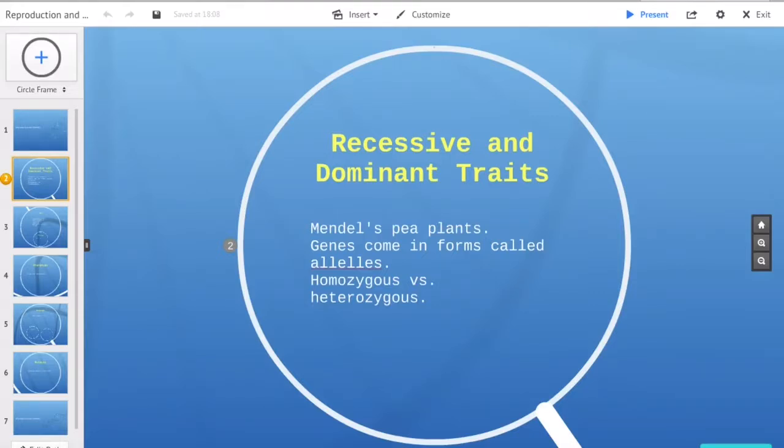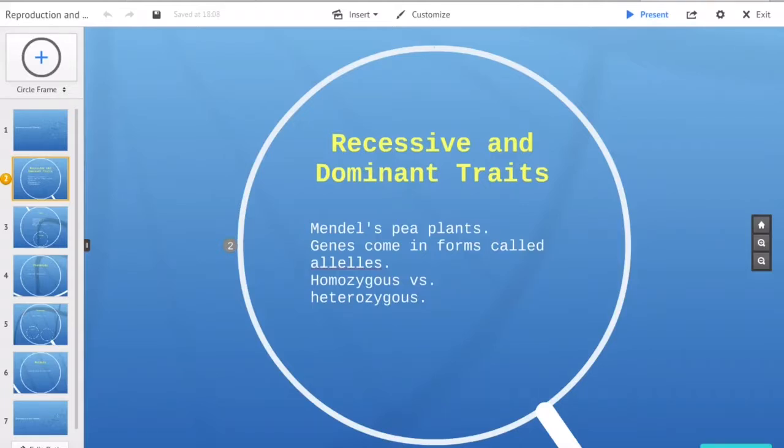What we need to know here is genes come in forms called alleles. These genes also come in pairs. If the alleles are the same, such as capital T, that would show that capital T is dominant, where the lowercase t is recessive. So two capital T's would show the dominant trait, and that is called homozygous for that gene.